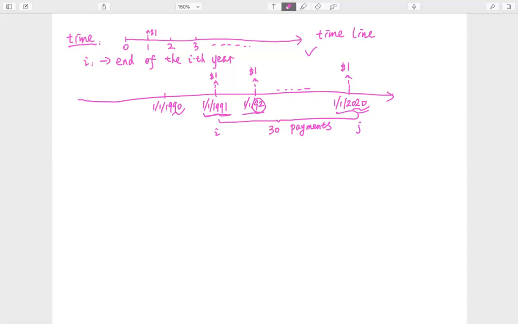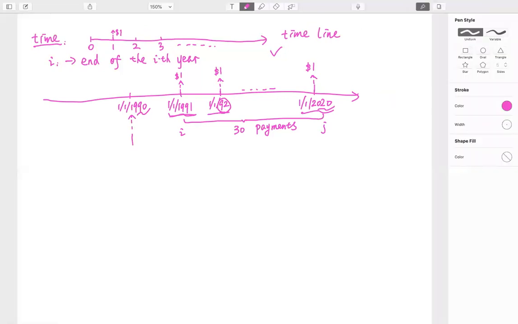So if you want to discount to this time, if you think this is time 0, so let me use a different color to denote. If you label this as time 0, this will be 1, this will be 2, all the way to 30.